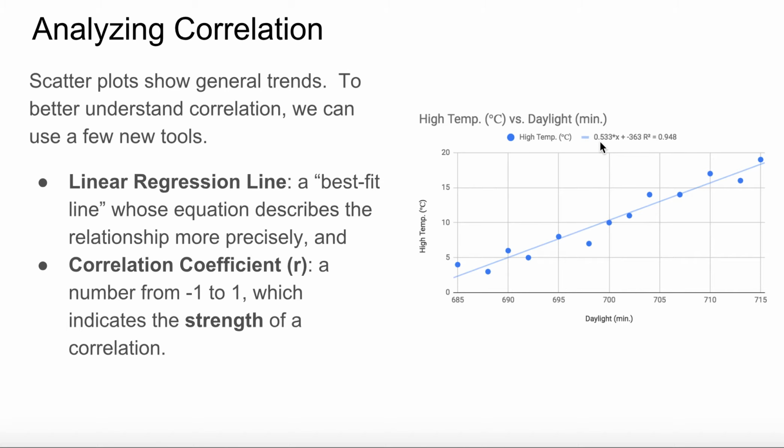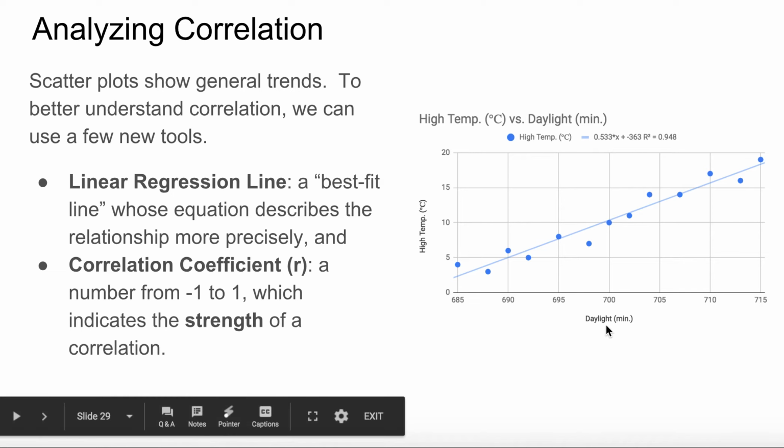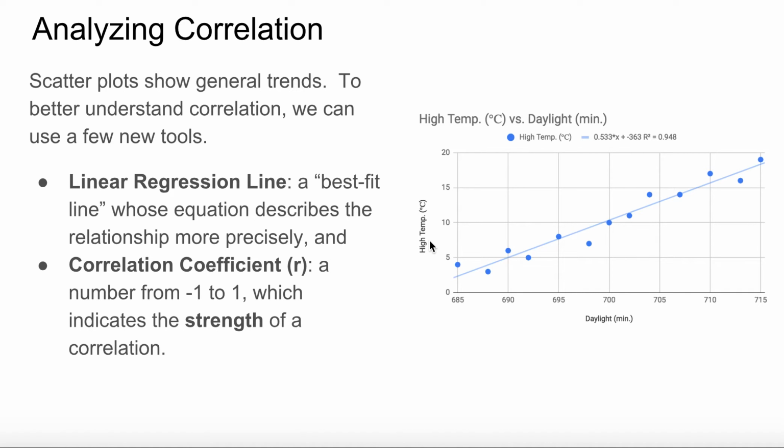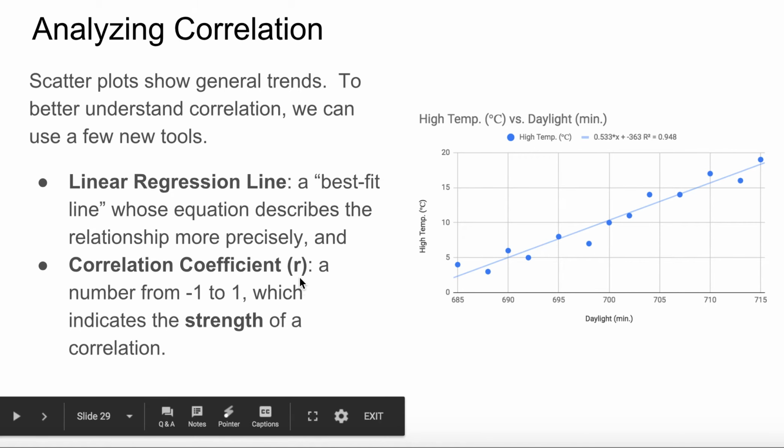The line is 0.533x minus 363. And so I can interpret this to say I take some time of daylight as x, I put it into the equation, and I'll estimate a high temperature, very interesting equation. And then I have something called an r squared value. This is 0.948. If I take the square root of that, I get an r value, and that would tell me that this is a very strong positive correlation.